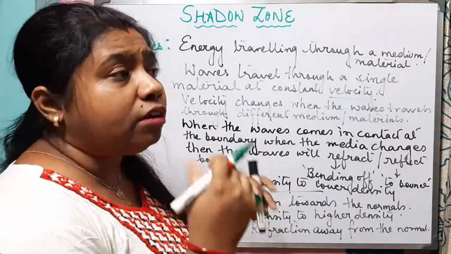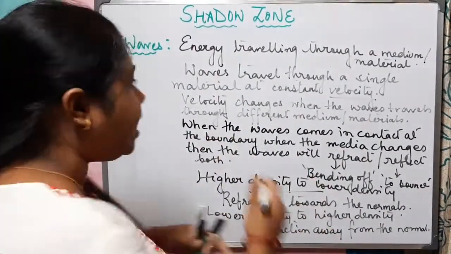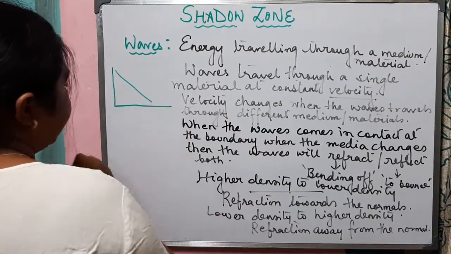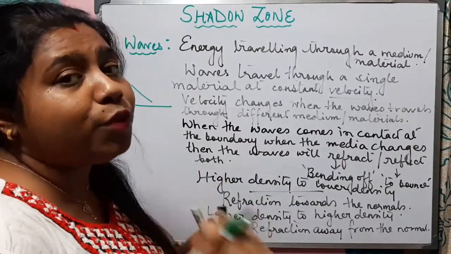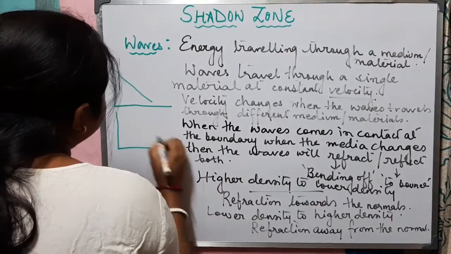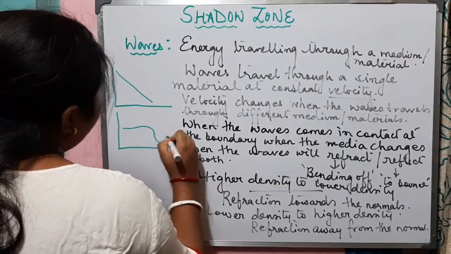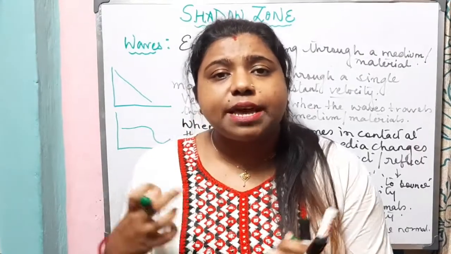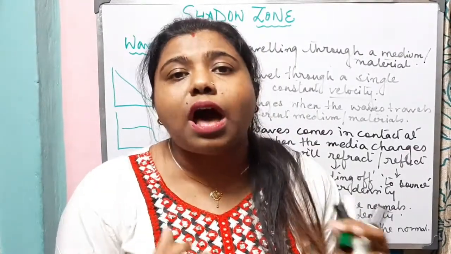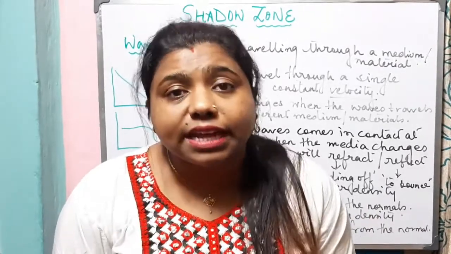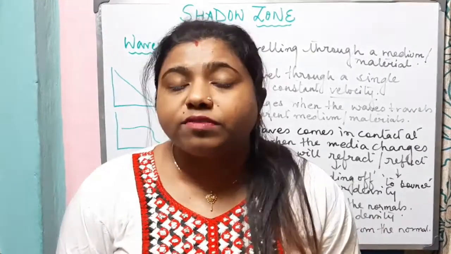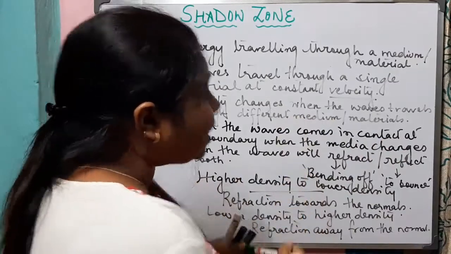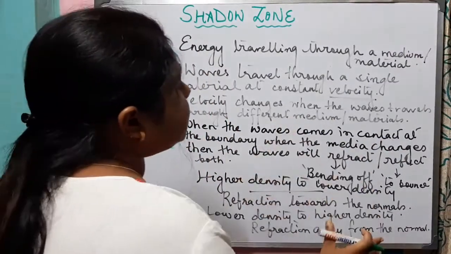So for Earth, if the density of materials are increasing at a uniform rate, then as it is going deeper, the waves should be in a straight line. But it is not in a straight line. We can see that there is a curve in the movement of the waves. This is reflecting that our Earth is not made up of uniform materials. Density, temperature, the mineral composition, all are different. And we can understand this with the help of the movement of the waves, that is P waves and S waves. When the waves come in contact at the boundary, the velocity is changing.